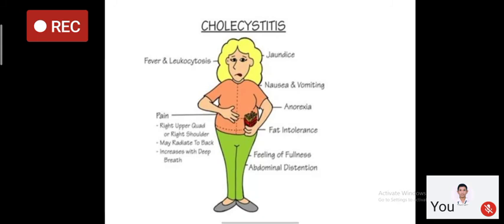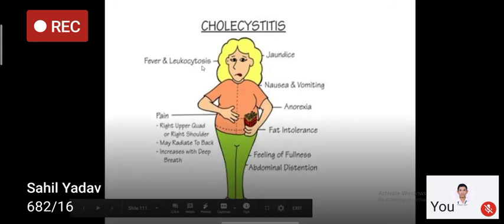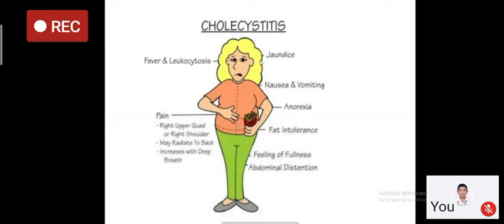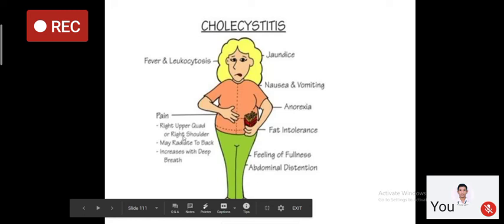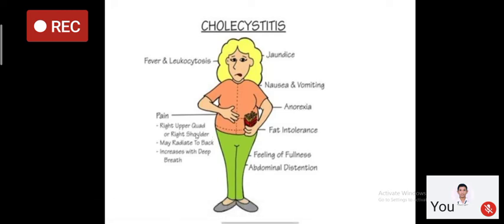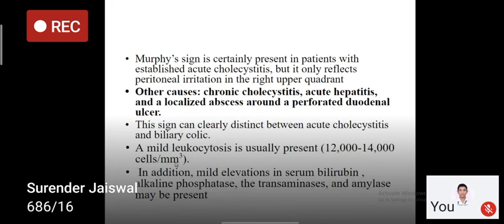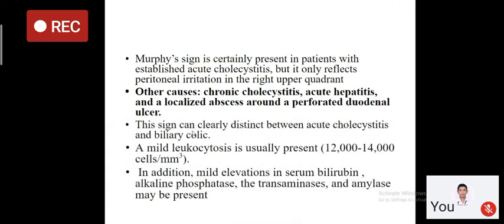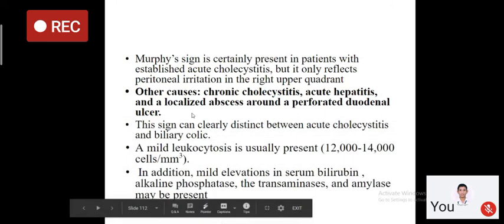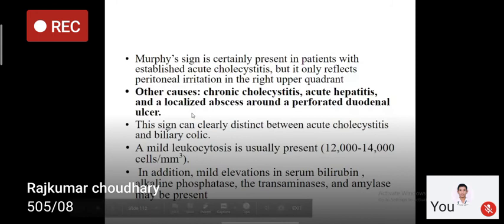This is the picture showing typical signs and symptoms of acute cholecystitis. The patient will have fever and leukocytosis. He or she can have jaundice, nausea, vomiting, anorexia, fat intolerance, abdominal fullness, abdominal distension, pain in the right upper quadrant or right shoulder, which can radiate to the back, and this pain increases with breathing and movement. So if there is Murphy sign, it establishes the diagnosis of acute cholecystitis.